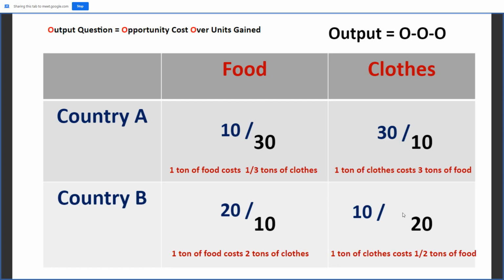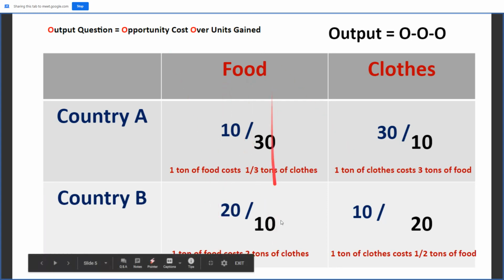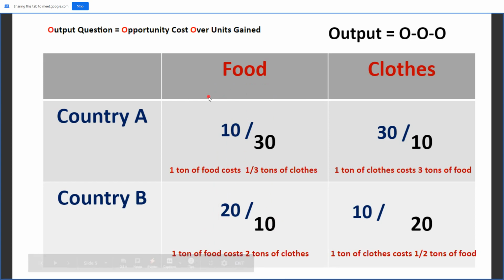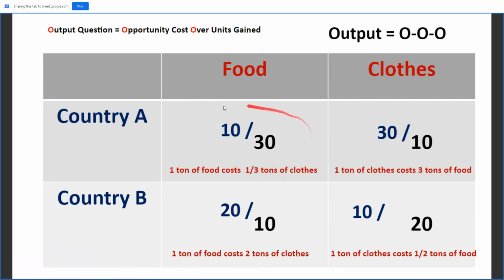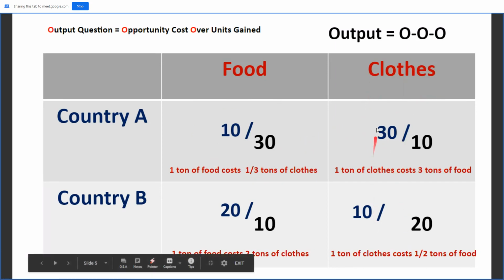And now I can just compare and say, okay, who has the comparative advantage in food? Who can make food at the lower opportunity cost in terms of clothes? Country A. Every time they make 1 ton of food, they only give up 1/3 of a ton of clothes, whereas country B gives up 2. So country A has the comparative advantage in food. For clothes, let's compare down the road. Every time country A makes a ton of clothes, they give up 3 tons of food, whereas country B, for every ton of clothes, gives up half a ton of food. Half is definitely smaller than 3, so our comparative advantage in clothes goes to country B.